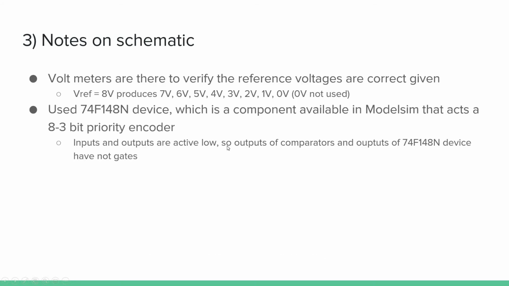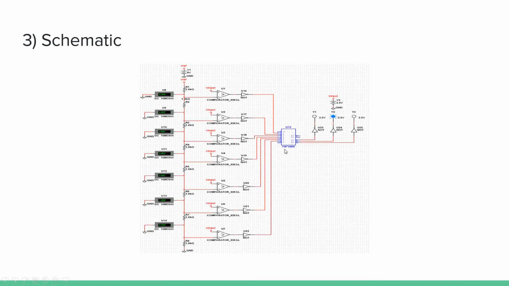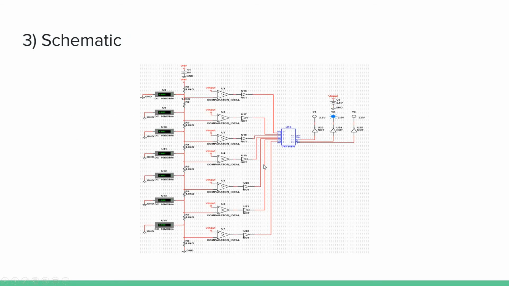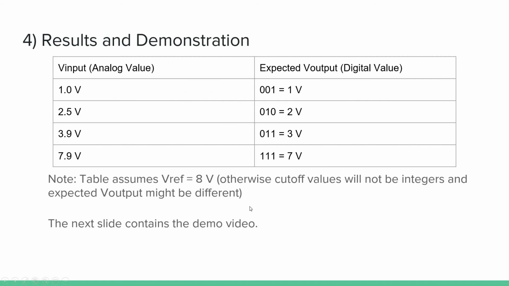And the other thing is, for the priority encoder, I did not manually put logic gates. I just used a 74F1489N device, which is already a component available in Multisim that acts as an 8 to 3-bit priority encoder. And the important thing to note is that the inputs and outputs are active low. So I had to put NOT gates here to make sure that the circuit worked. I will show in the next slide, given an input, what the expected output should be.